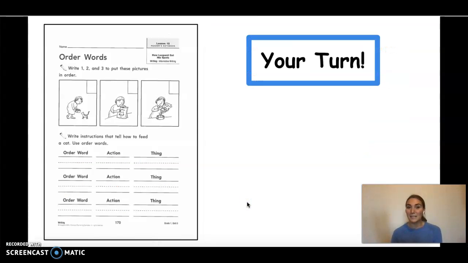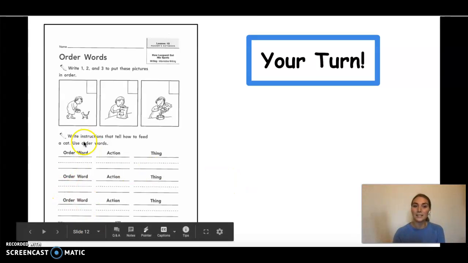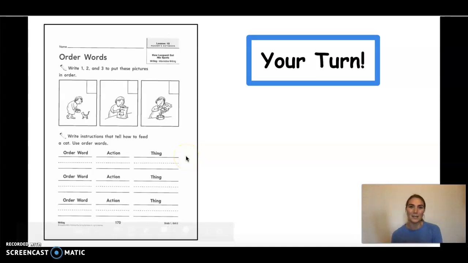All right, friends, now it is your turn to do that very same thing. Look at the pictures. The little girl is feeding a cat. If you are feeding a cat, what should you do first? What should you do next? What should you do last? Fill in the blanks with order words, action words, and then the things that you see in the pictures.